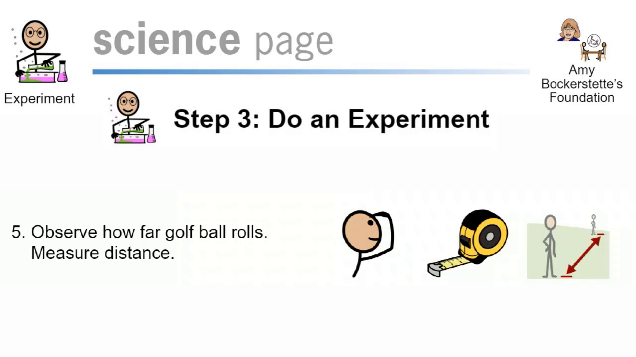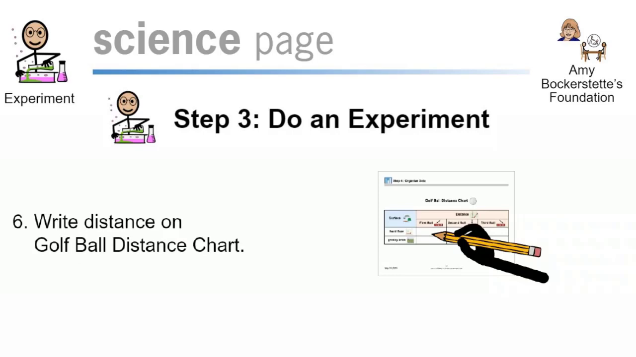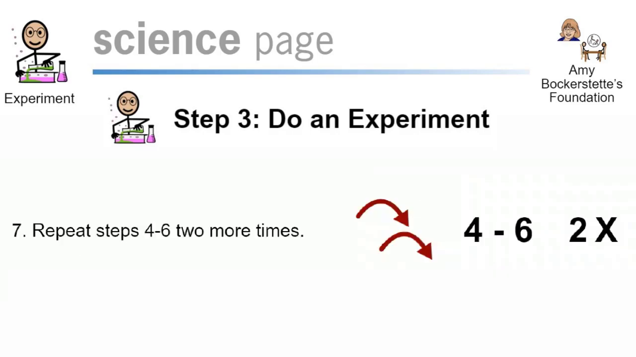Measure the distance. I went ahead and placed a tape measure at the start of the ramp to 25 feet. Once my golf ball passed 25 feet, well, it went far enough. When you measure how far your golf ball traveled, write that distance on the golf ball distance chart. You're going to repeat these steps 2 more times. This is on the hard surface.